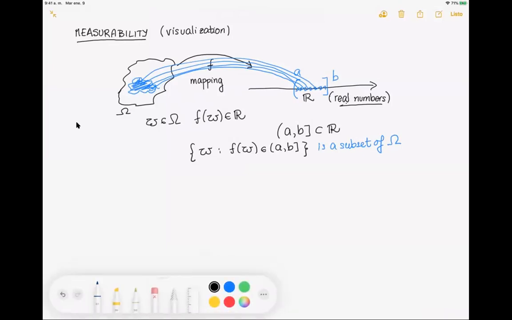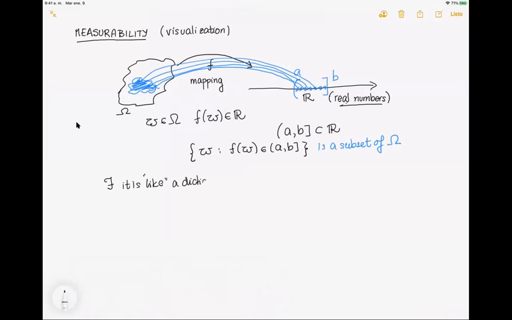When we talk about the concept of measurability, I like to think about it in the following way. When we have a sigma algebra, an information structure, it is like a dictionary. It contains all events that are allowed in this model.